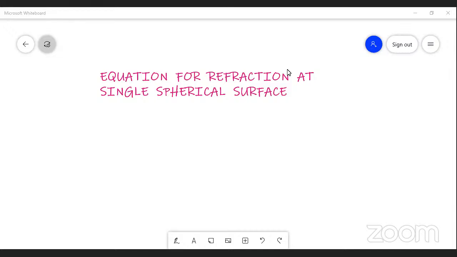Equation for refraction at a single spherical surface. Today our topic is refraction at a single spherical surface. We have so far studied refraction at plane surfaces, but the same phenomenon is available in spherical surfaces also. Sign conventions are also the same. There is no change for a single spherical surface.